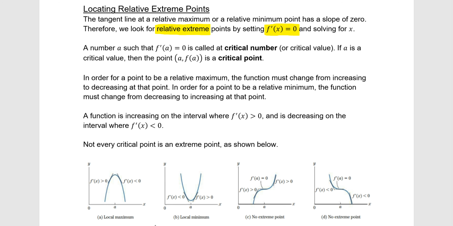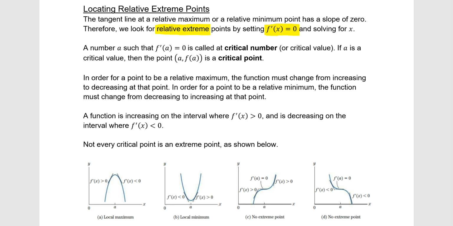And from that, we get a critical value or a critical number. A number a such that f prime of a equals 0 is called a critical number or a critical value. If a is a critical value, then the point a comma f of a is a critical point. So this just means that when we take the derivative and we set it equal to 0, we solve for x. All of these x values that we get as answers are going to be critical points.